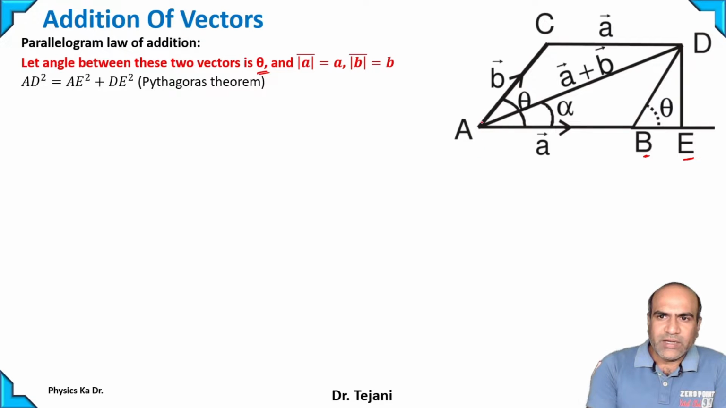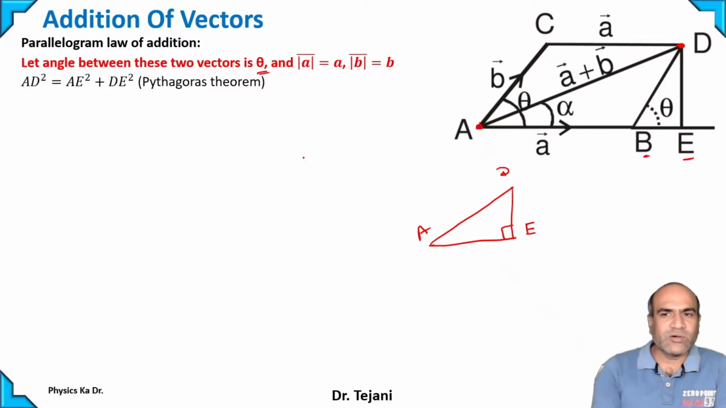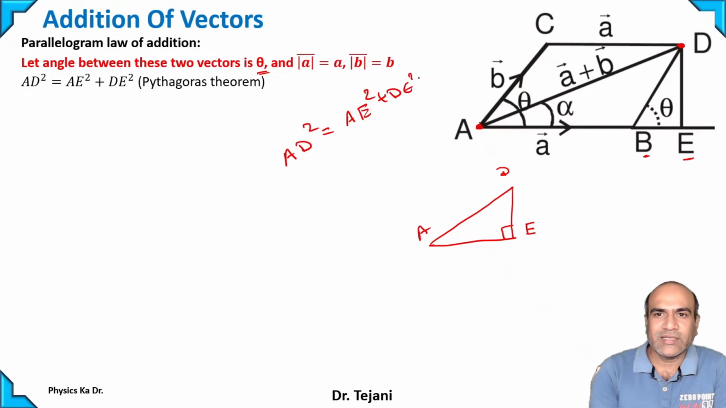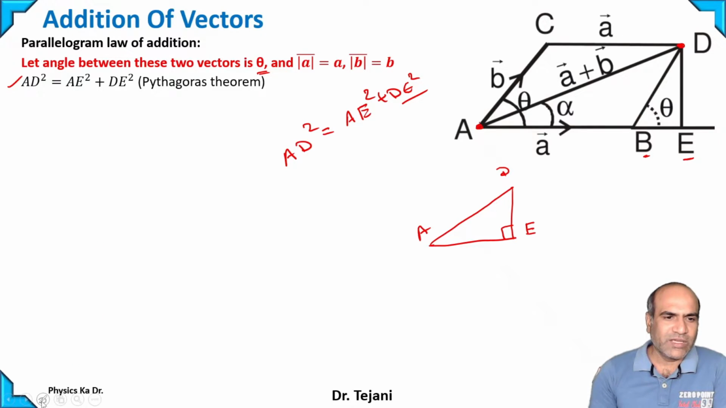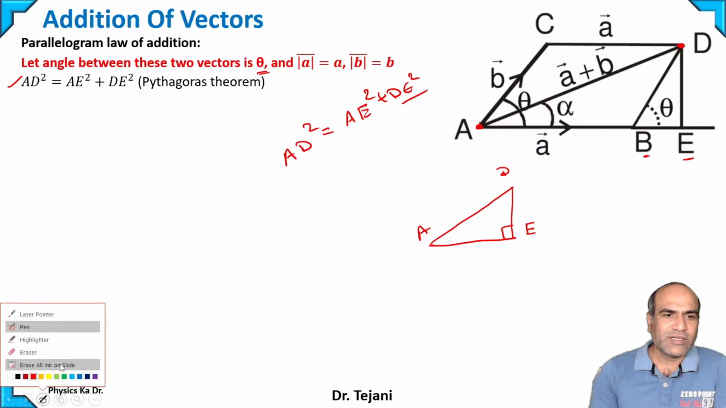So that AD, that is our distance AD, it is a triangle, and here it is a 90-degree angle. This is E. So from the Pythagoras theorem, can we say AD square is equal to AE square plus DE square? Yes, of course we can. There isn't any issue with this.